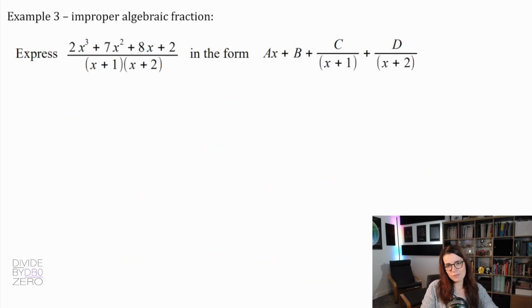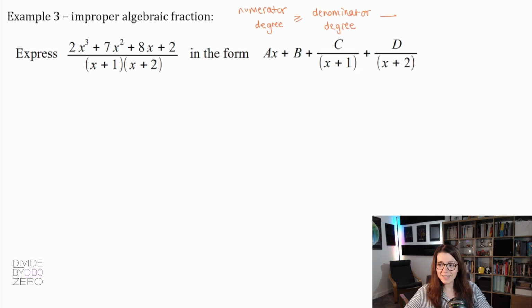The last example involves an improper algebraic fraction. This is one where the numerator degree is greater than or equal to the denominator degree. For these ones, you need to do algebraic long division first. I've made another video on algebraic long division, so I'd recommend you watch that one as well if you haven't already.